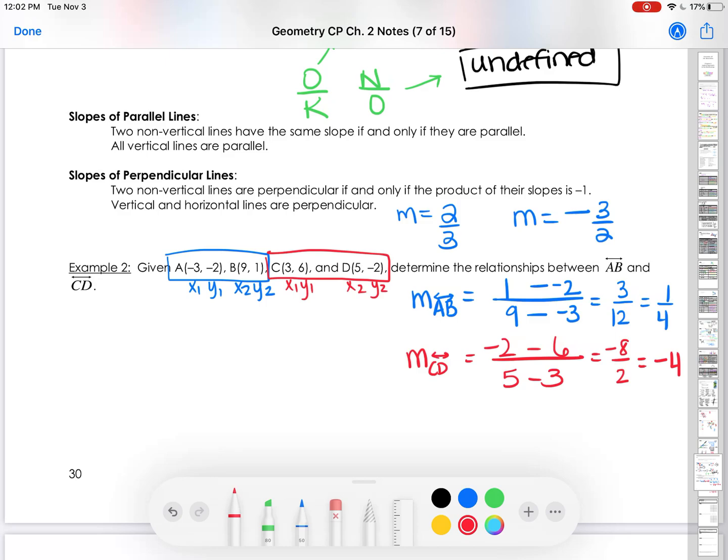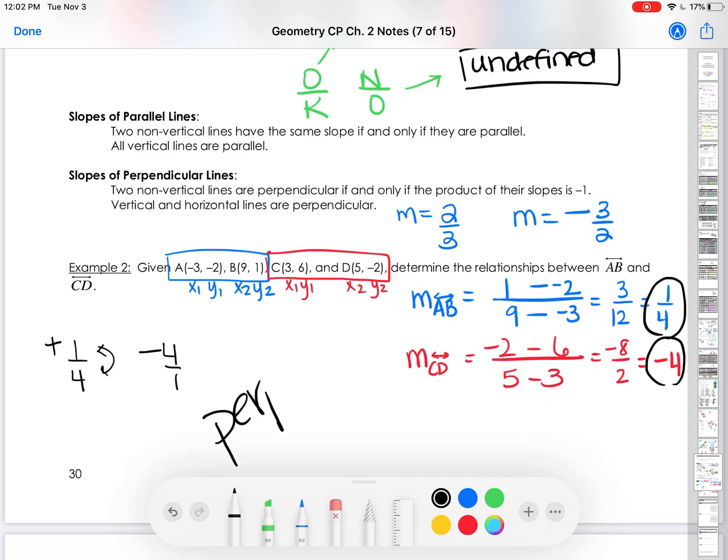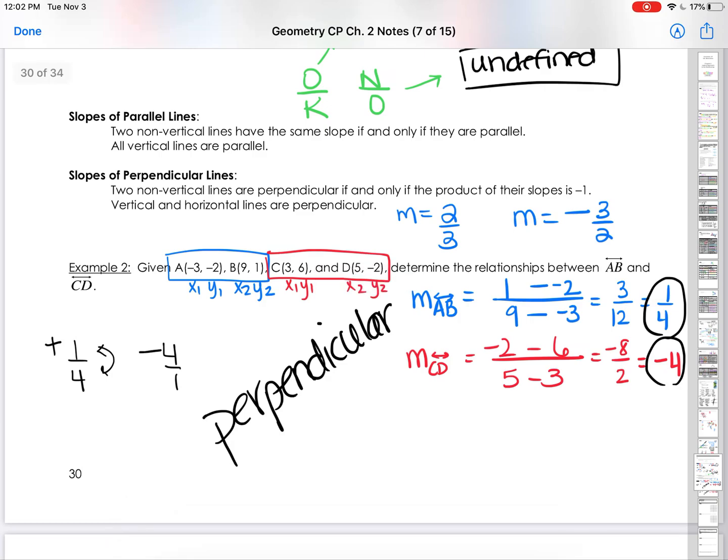Okay, so if they are going to be parallel, then they would have to have the same slope. If they're going to be perpendicular, they would have to be opposite reciprocals, or none of the above would apply, and then they're neither of those things. So in this case, they are definitely not the same slope, right? They're two different numbers. But if I were to take 1 over 4, flip it over, that would give me 4 over 1, which is really the same as 4, and change it from positive to negative, that means these are going to be perpendicular. If they were parallel, they would both have to be 1/4 or both be -4.